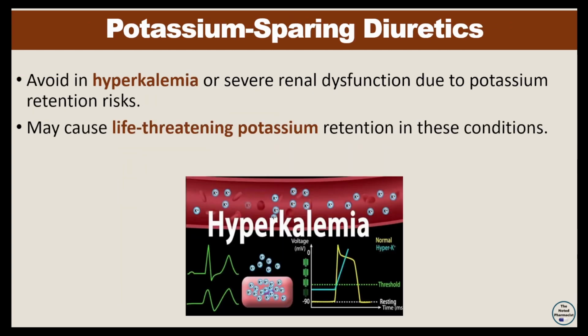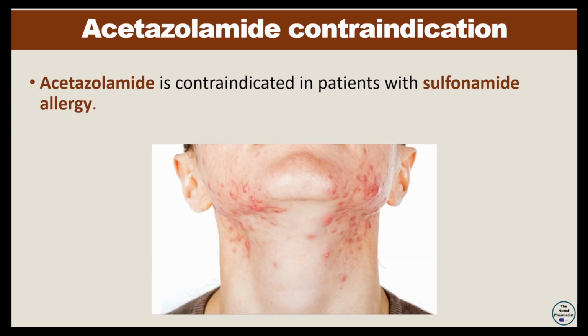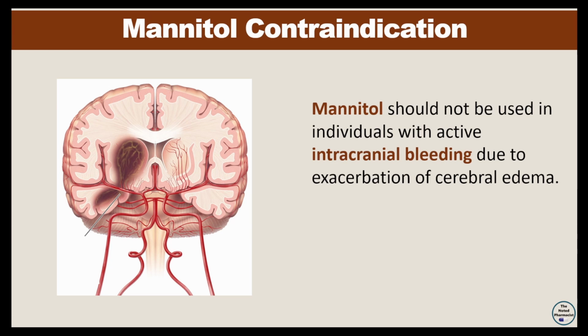Potassium-sparing diuretics, such as spironolactone, are contraindicated in patients with hyperkalemia or significant renal dysfunction due to the risk of life-threatening potassium retention. Acetazolamide is contraindicated in patients with sulfonamide allergy. Mannitol should not be used in individuals with active intracranial bleeding due to exacerbation of cerebral edema.